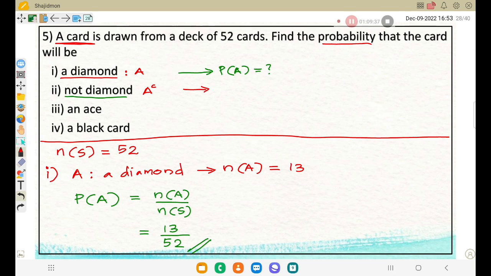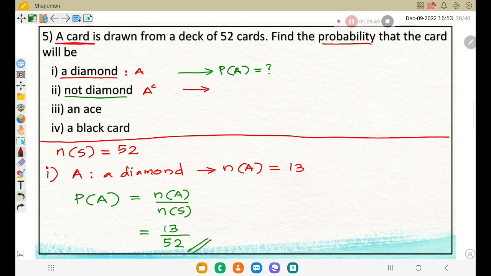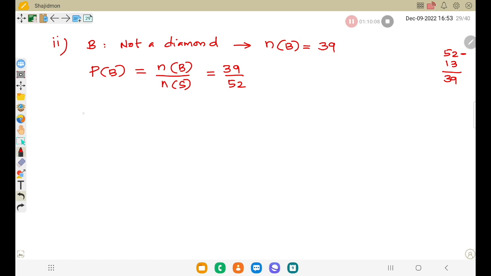Before going to the next one, we can do the same question in another way also. This one, not a diamond card. As I told you, A complement. So here probability of A complement is the question, correct? Otherwise, we can do probability of B, if you are taking this as B. Otherwise, probability of A complement also. If you are doing probability of A complement, how can we do it?